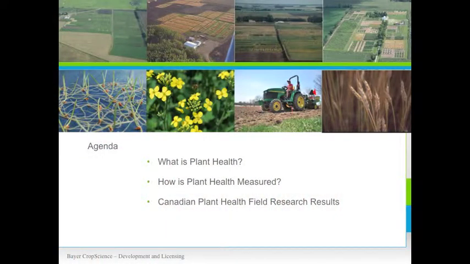I'm going to start off with a little bit of an outline of my agenda. What is plant health? I'll speak to this in the context of local Canadian terms. How is plant health measured in our environment with the crops that we're focused on? We'll talk about actual Canadian plant health research-based field results.